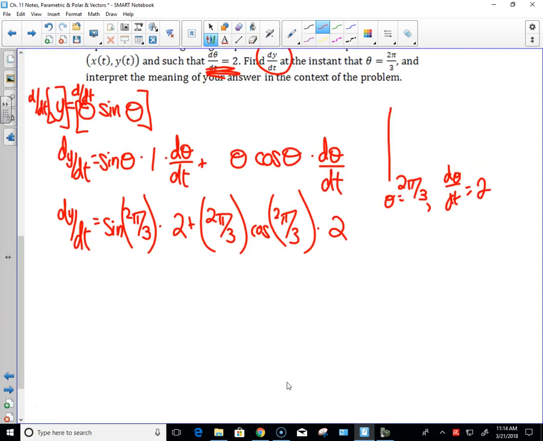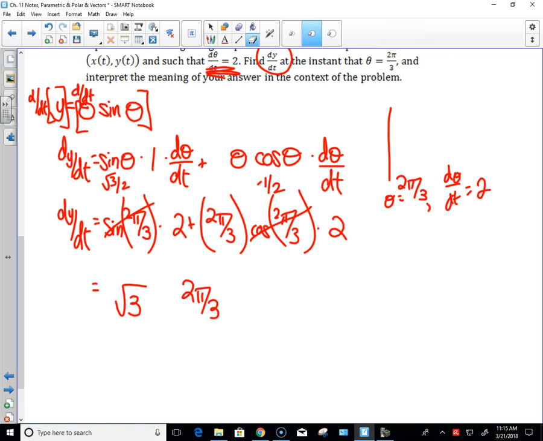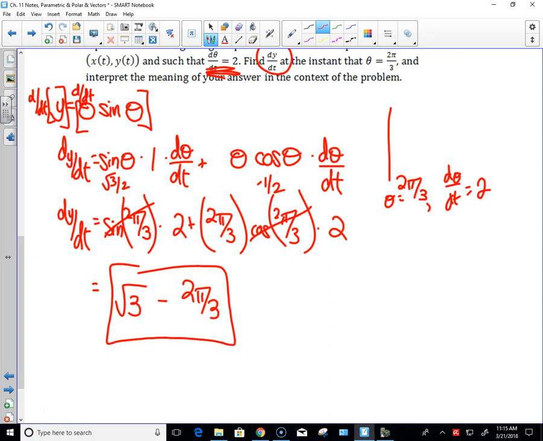2 pi over 3 is in the second quadrant, yeah? What sign at 2 pi over 3? Positive square root of 3 over 2 times 2 is just going to be square root of 3. Then we have our 2 pi over 3. Cosine is going to be negative 1/2. Second quadrant, negative value. Negative 1/2 times 2 reduces. I just have negative 2 pi over 3. As you guys know in long answer, though, how simplified did you need that? You just needed the trig plugged in, right?